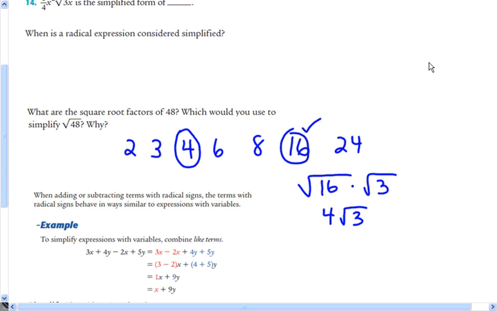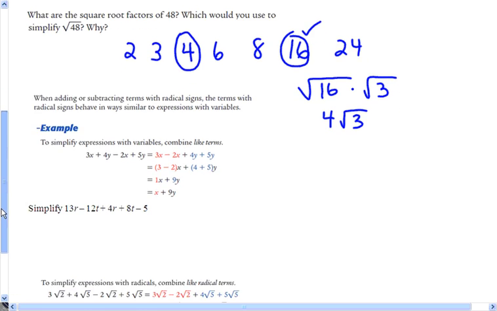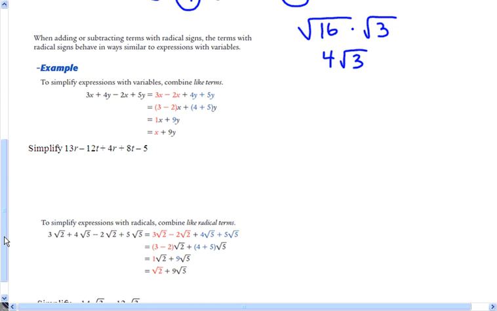All right, we're going to have one more lesson here on 4.3, and that's how to simplify radical expressions when you're adding and subtracting. Some you can simplify, some you can't, and I'll explain a little bit of that. If you remember back to simplifying algebraic expressions, as long as they were like terms, we could combine them. And this gives you an example using the distributive property of how you do that.